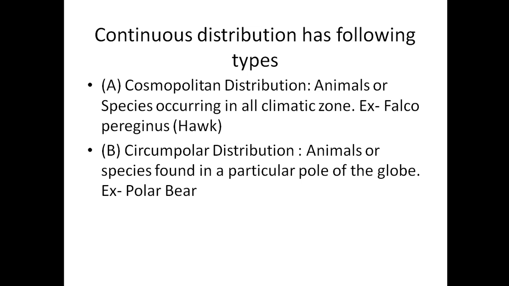A good example for this is polar bears, which are found only in the polar region. Their cousins are seen everywhere, but as far as the polar bears are concerned, they are confined to a particular pole of the globe. When I say a particular pole of the globe, it is not a small area; it is still a very big area.